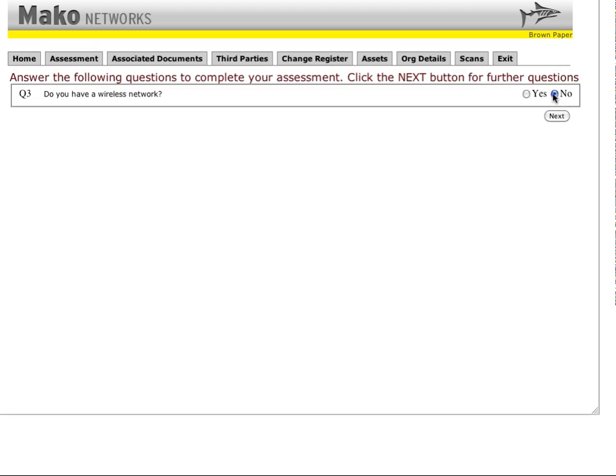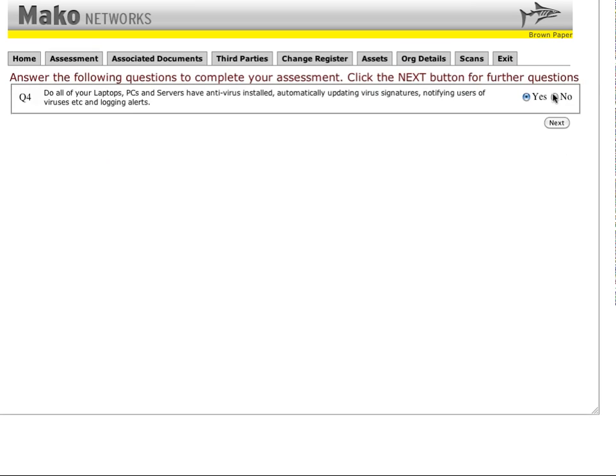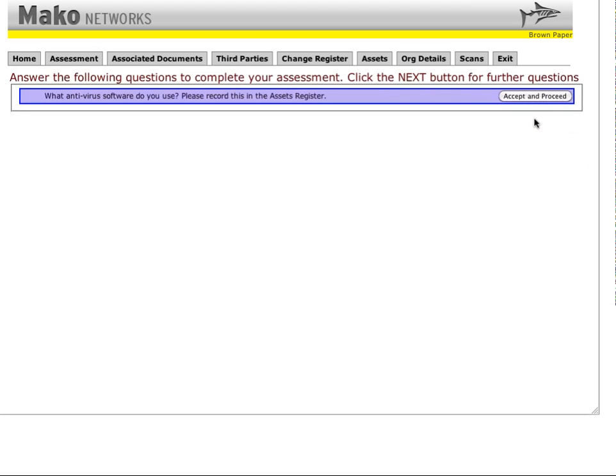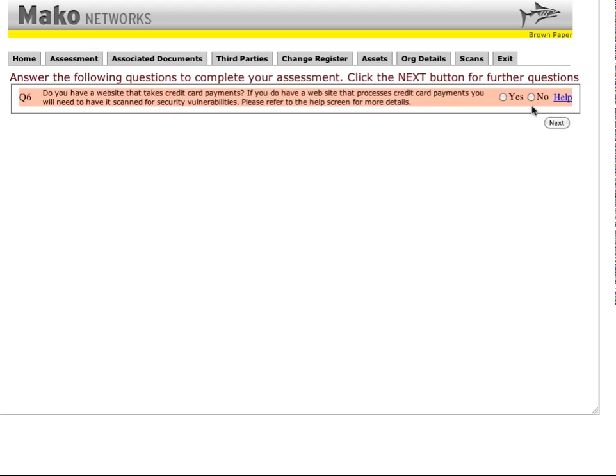The questions include help pages, which will assist the merchant with answering the SAQ questions correctly. The paper version of the SAQ-C document has 41 technical questions that a merchant must answer. Using the Mako system, we only need to ask 6 business questions. This is because we know how the Mako system is configured.